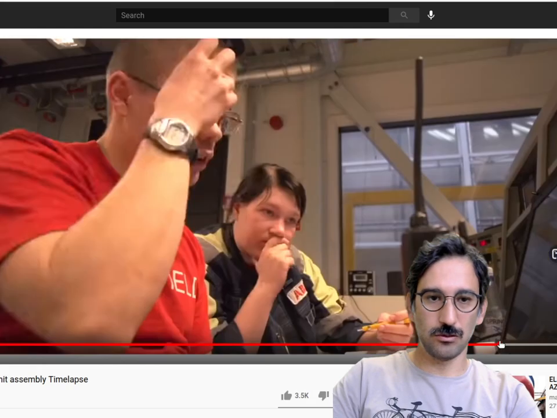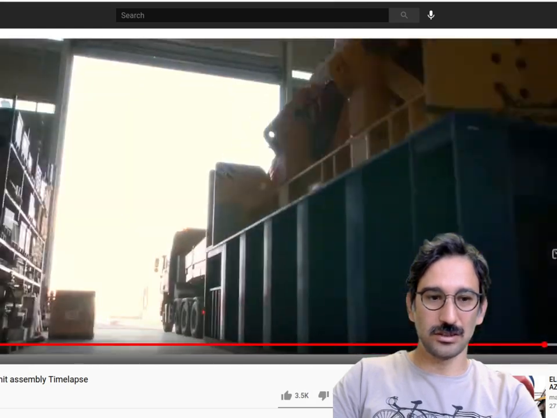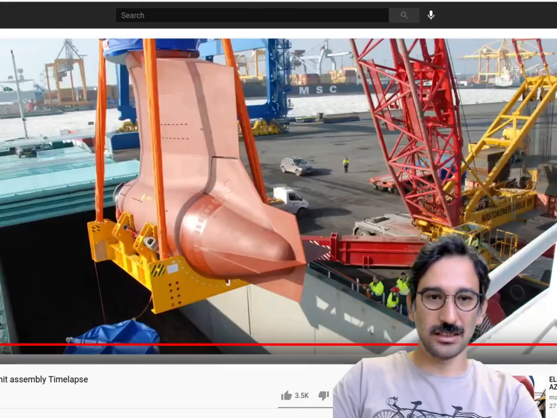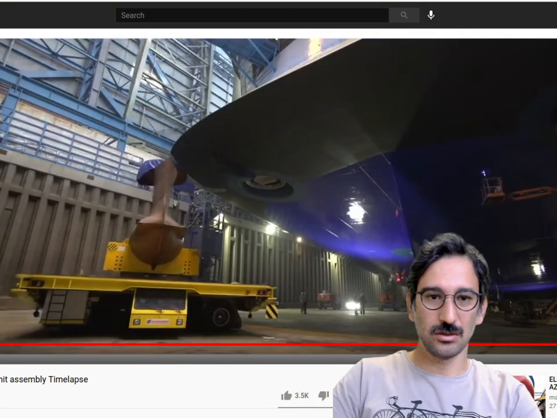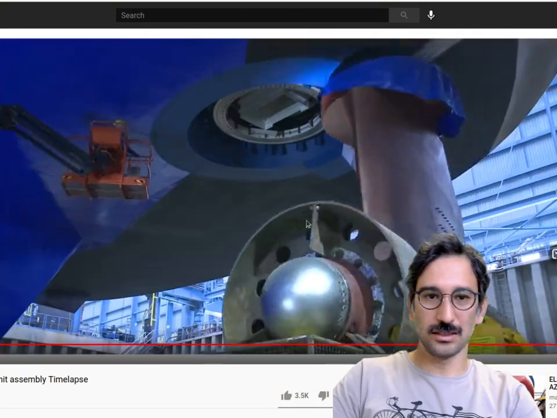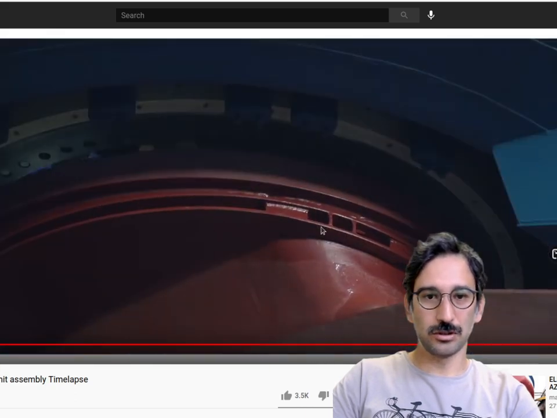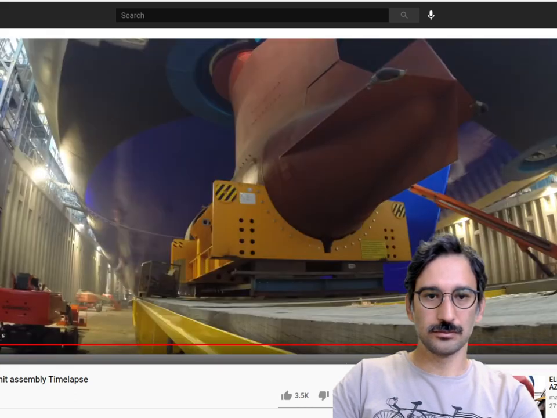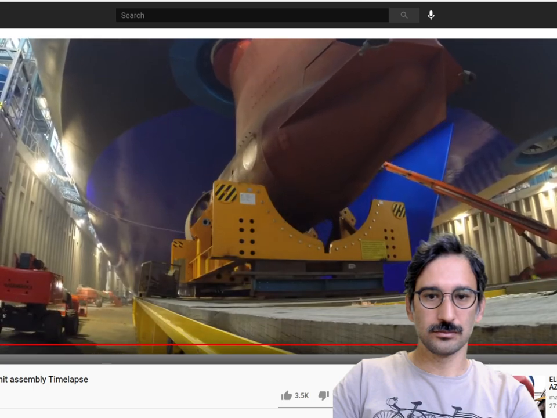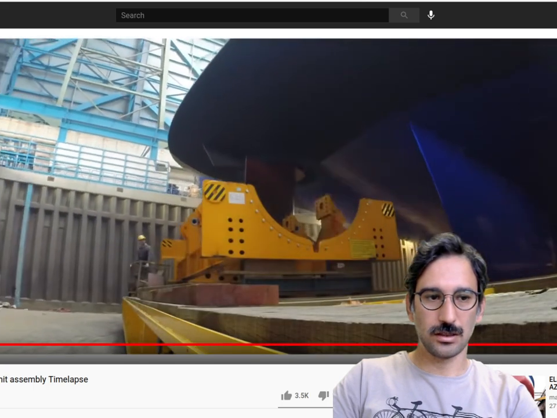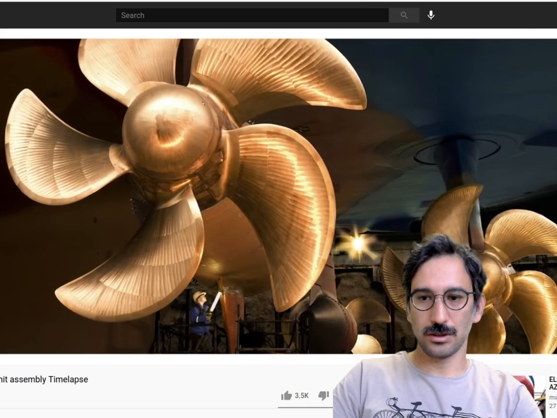Anyway, let's move on and see how it is placed inside a ship. So they put it inside that ship. Inside there's a synchronous motor. I don't know if they have the propellers. Okay, there are the propellers, and you can see how large they are.